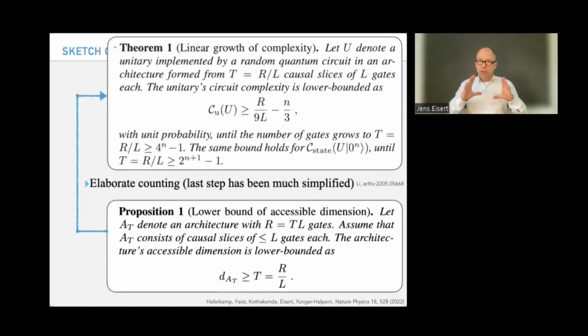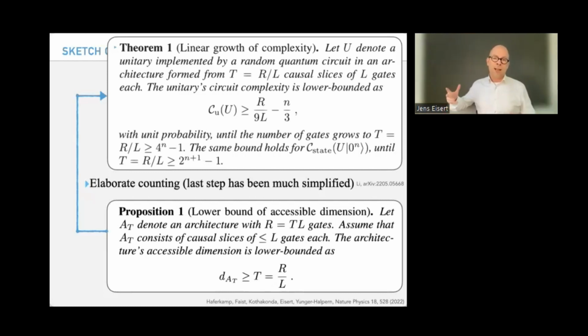Anyway, putting this all together, one finds that if you use a unitary that's implemented by a random quantum circuit in an architecture of the type you mentioned, for example, a brick layer architecture of a number of chunks, then the unitary circuit complexity is lower bounded as this quantity here, where we see a linear behavior in R. So that's linear in the number of chunks, so linear in the depth of the circuit with unit probability until the number of gates grows to T with this given number here, so an exponential number in the system size.